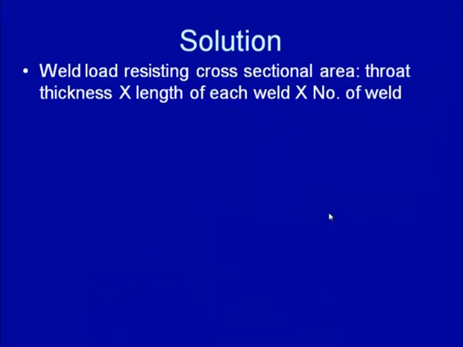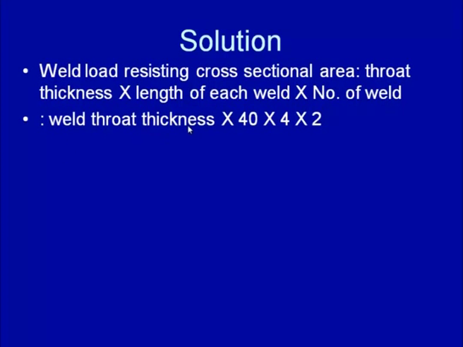So, the solution goes like this, where we basically try to see how to calculate the load resisting cross sectional area, so that it can sustain the external load which is being applied. The weld load resisting cross sectional area is obtained from the throat thickness of the weld multiplied by the length of each weld and the number of welds that are being made.